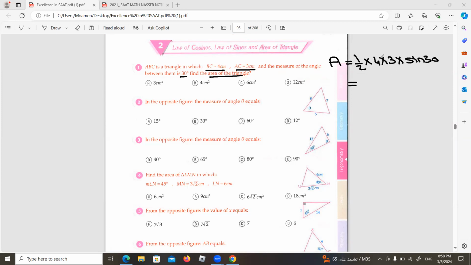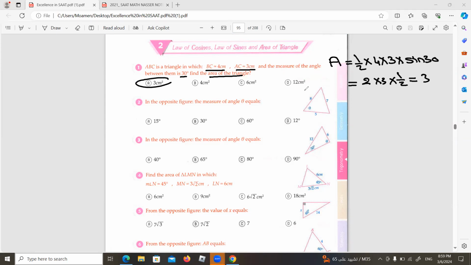Half of 4 is 2. So 2 multiplied by 3 multiplied by sine 30. What is sine 30? I just said it now. It's half. Half of 2 is 1. So the result will be 3.